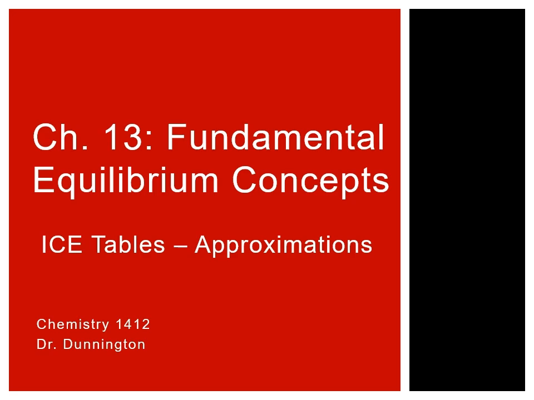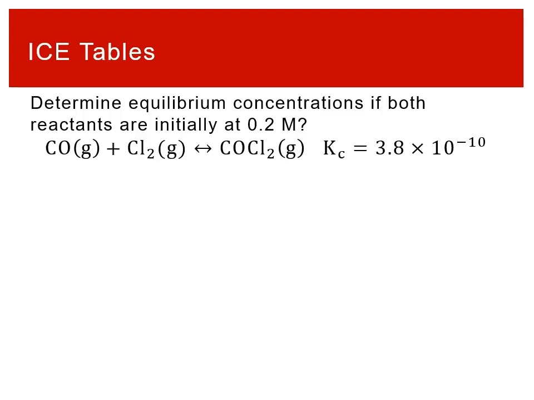Now we want to wrap up our discussion of ice tables and talking about ways that we can make the math easier for us while still getting good answers. Determine equilibrium concentrations if both reactants are initially at 0.2 molar. I have CO plus Cl2 becomes COCl2, and Kc is 3.8 times 10 to the negative 10th.